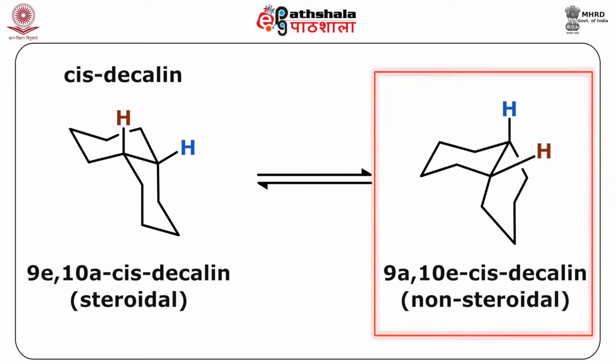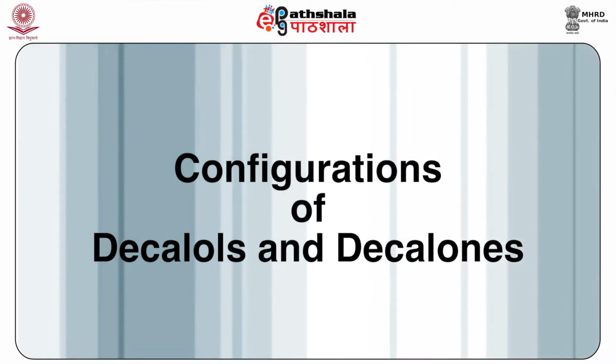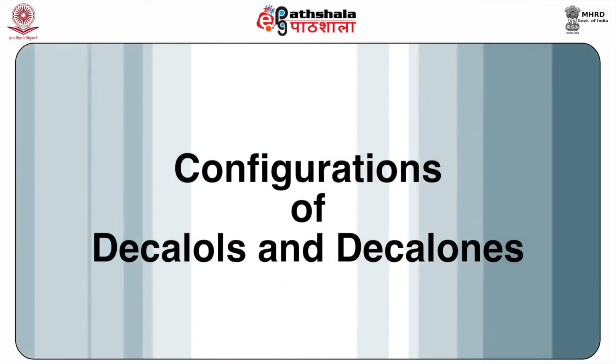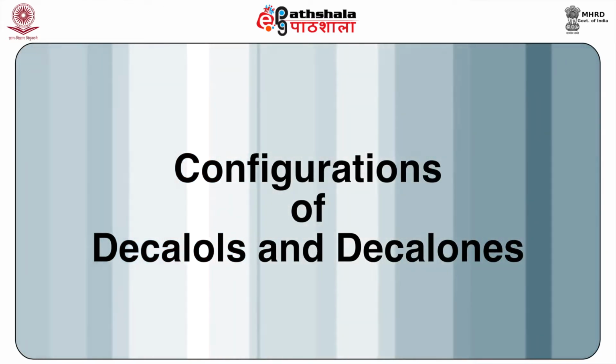Let us now study the configurations of decalols and decalones, the derivatives of decalin. Introduction of a substituent other than on the bridgehead carbons gives rise to a new chiral center in the decalin molecules, and thus it increases the number of stereoisomers.